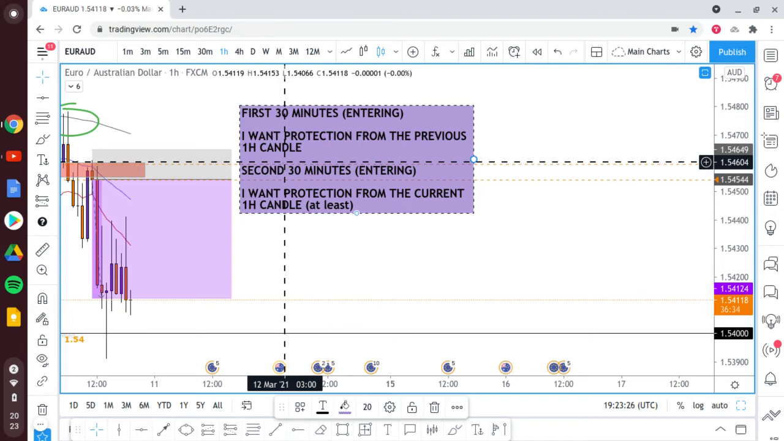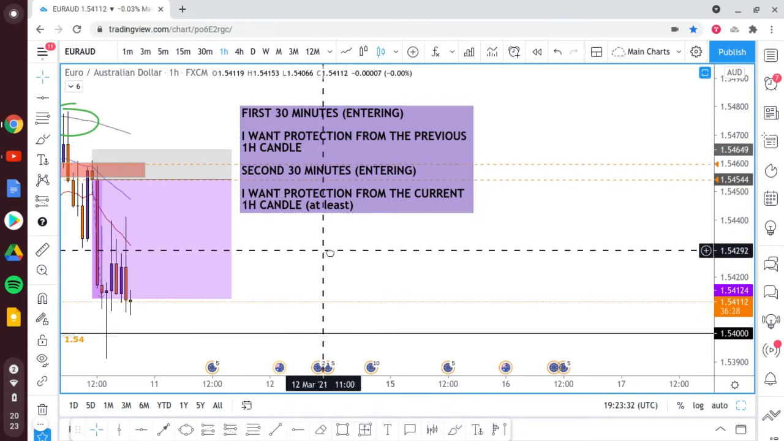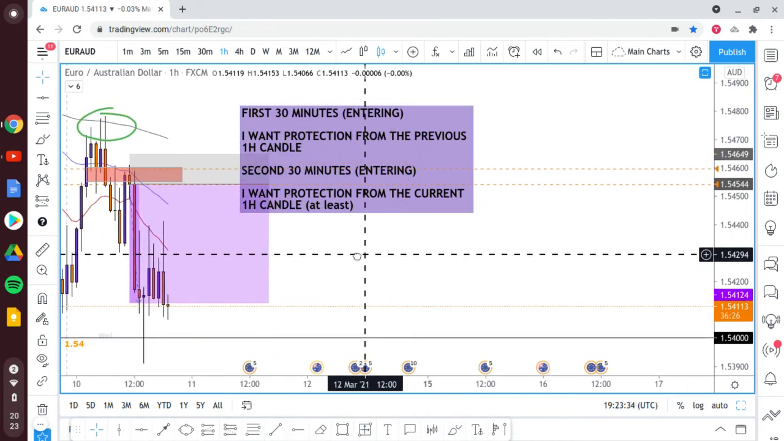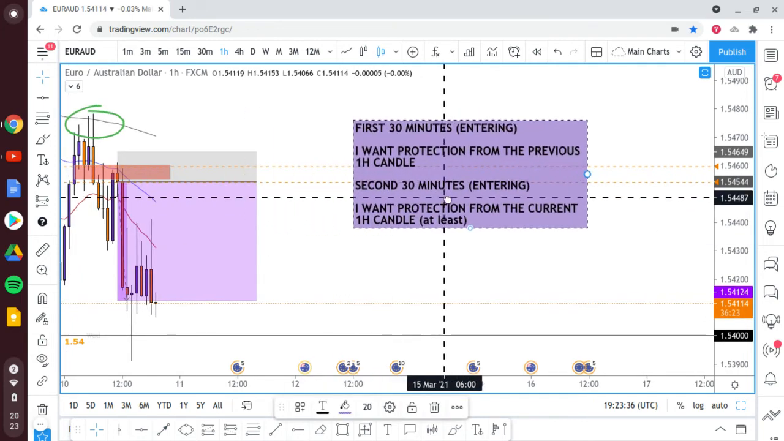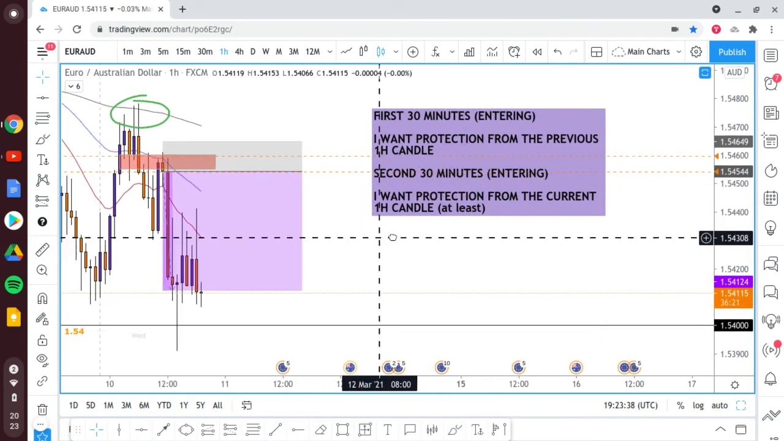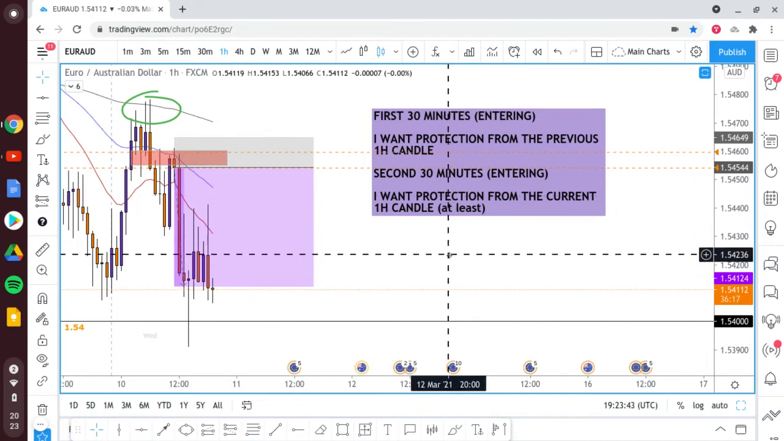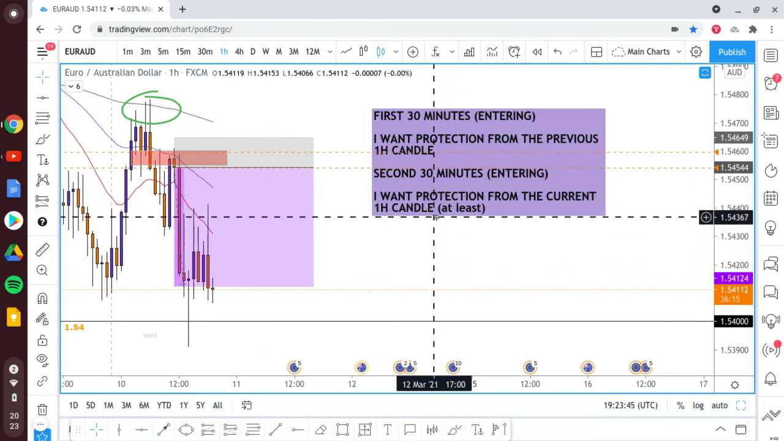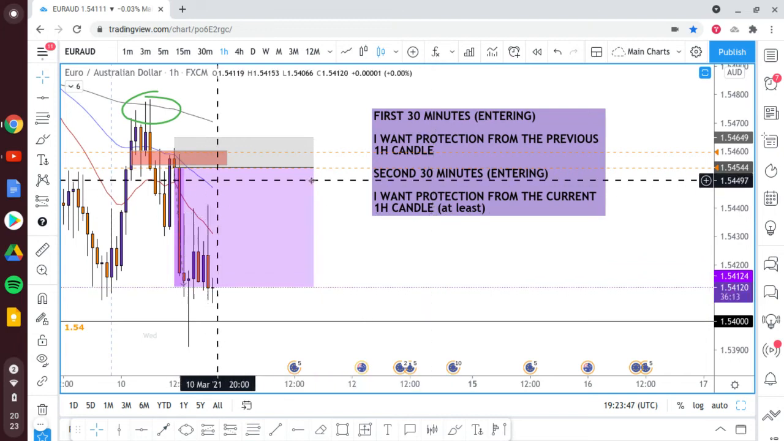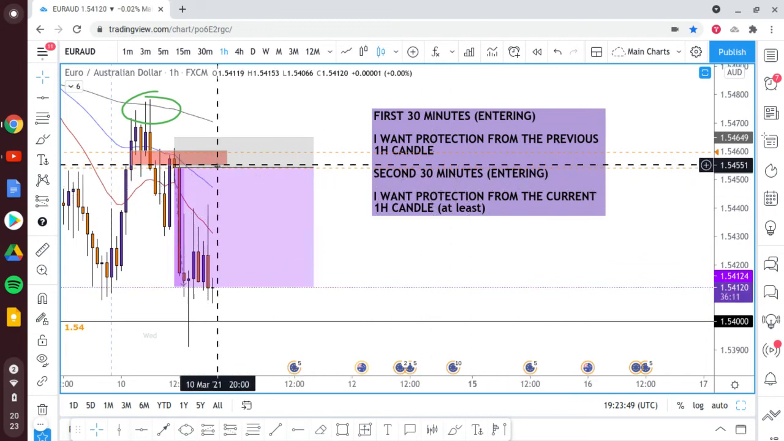So if I can't get this protection for a continuation trade that makes sense for me technically, I'm just not entering the trade. I'm just going to have to do something else. I'm just going to have to wait an hour. I'm just going to have to wait for something else to turn up. So that's continuations.